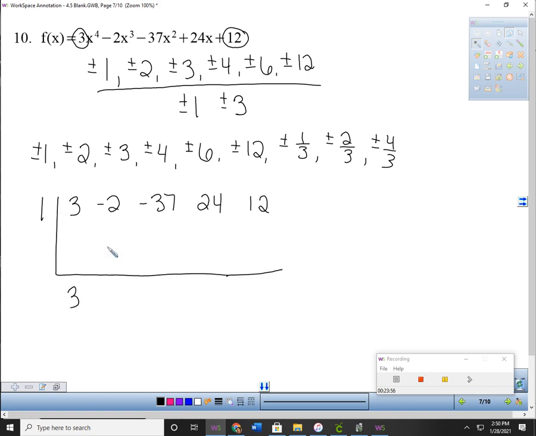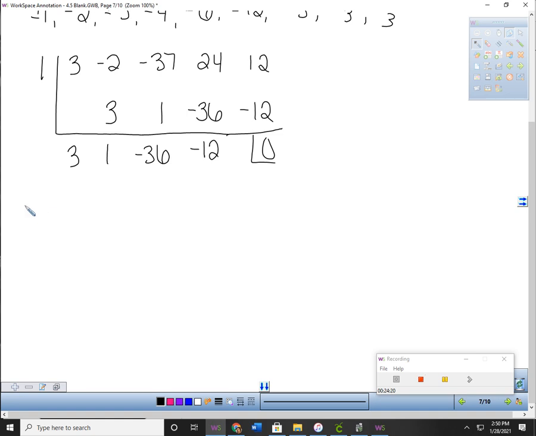3 times 1 is 3, plus a negative 2 is 1. Times 1 is 1, plus a negative 37 is negative 36. Times 1 is negative 36, plus 24 is a negative 12, times 1 is negative 12, and I get my remainder of 0. Then I'm going to do that same thing again, but I'm going to use the negative 1/3.